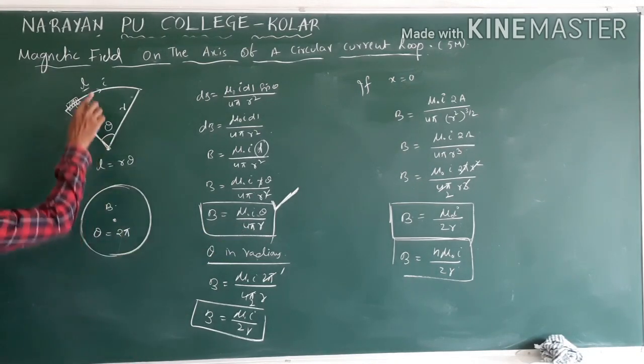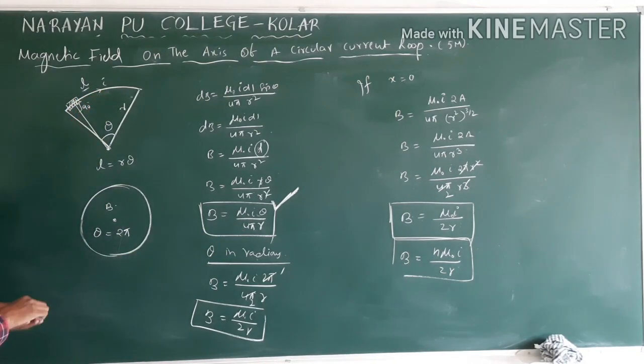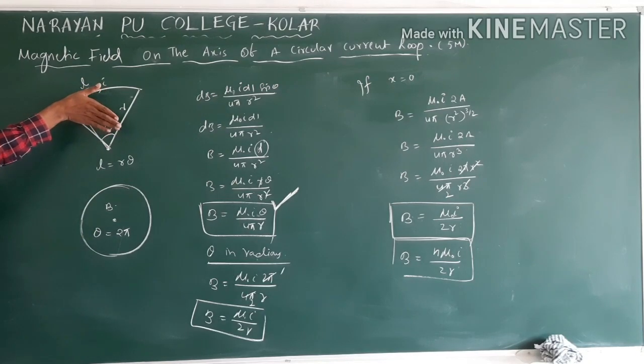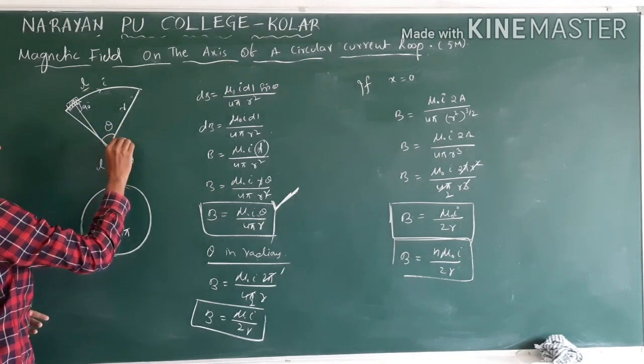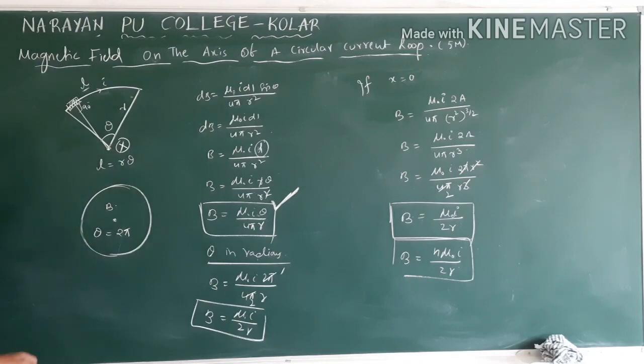How do we decide the direction? If current moves in this direction, what do we do? Keep the thumb in the direction of current, curl it. So it is moving in. So cross. Understand?